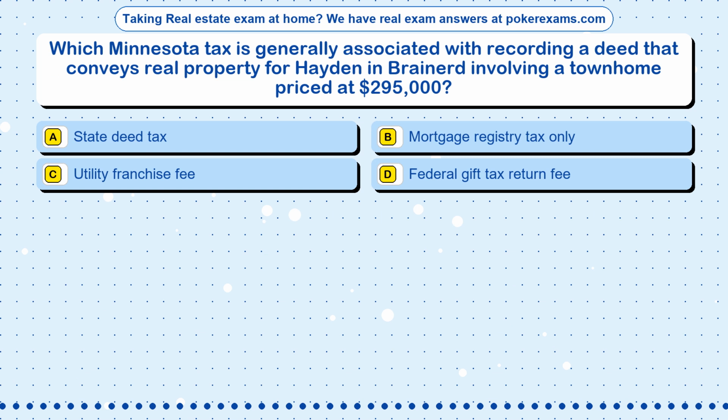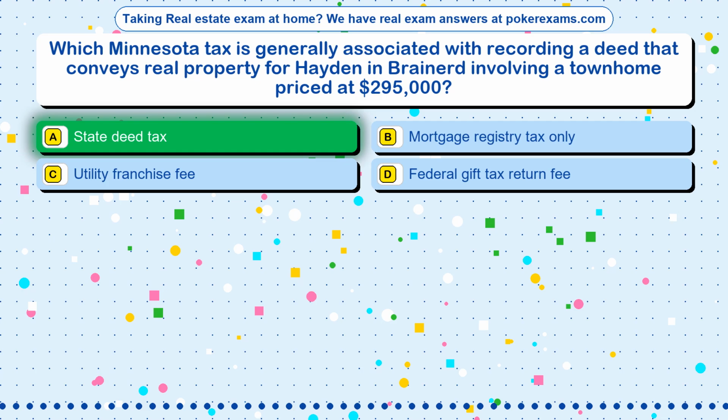Question 53. Which Minnesota tax is generally associated with recording a deed that conveys real property for Hayden and Brainerd involving a townhome priced at $295,000? Option A. State deed tax. Option B. Mortgage registry tax only. Option C. Utility franchise fee. Option D. Federal gift tax return fee.